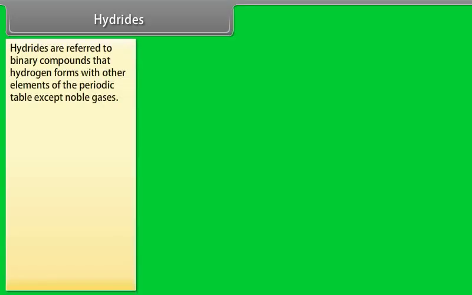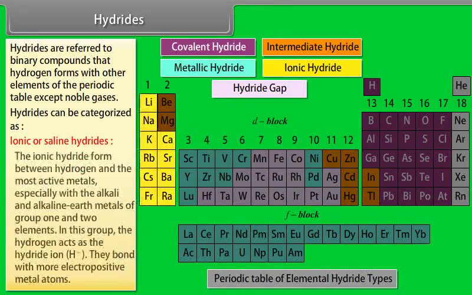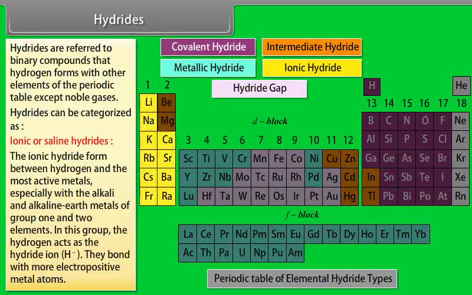Hydrides. Hydrides are referred to as binary compounds that hydrogen forms with other elements of the periodic table except noble gases. Hydrides can be categorized as ionic or saline hydrides. The ionic hydrides form between hydrogen and the most active metals, especially with the alkali and alkaline earth metals of group 1 and 2 elements. In this group, the hydrogen acts as the hydride ion. They bond with more electropositive metal atoms.